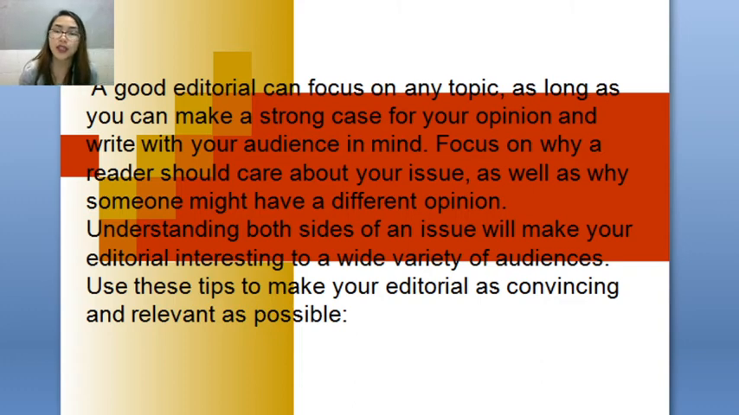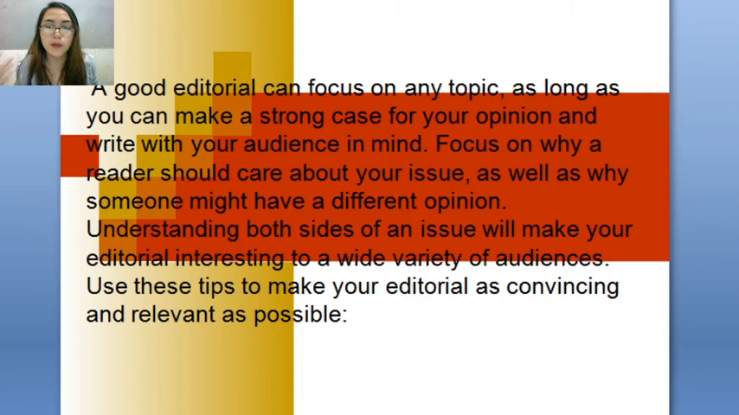A good editorial can focus on any topic as long as you can make a strong case for your opinion and write with your audience in mind. Kaya you actually write not just for yourself, but for your audiences or para sa readers mo. Focus on why a reader should care about your issue as well as why someone might have different opinions. And understand both sides of an issue will make your editorial interesting to a wide variety of audiences. So maganda yung nakikita mo yung both part ng yung mga nagdi-disagree at saka nag-agree din.